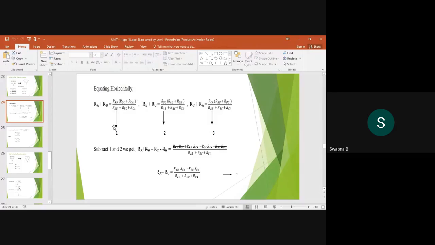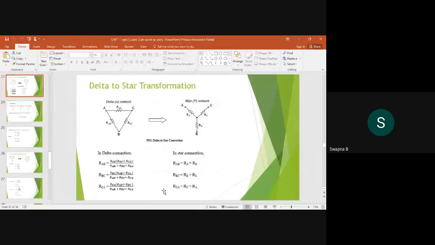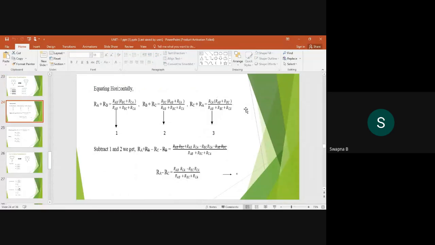Then equate these two equations. We will get RB plus RC. Again equate the third equations. The left hand sides are equal, so the right hand sides will be equal. Hence RC plus RA is equal to this term. Mark these equations as 1, 2, and 3. Now subtract 1 and 2. Subtracting equations 1 and 2 means the left hand sides are subtracted: RA plus RB minus RB minus RC, equal to the subtraction of both right hand sides.